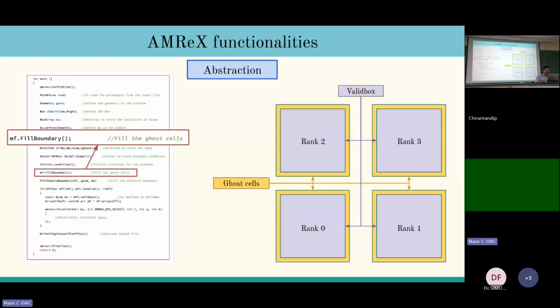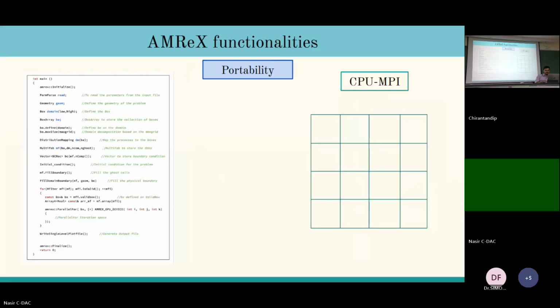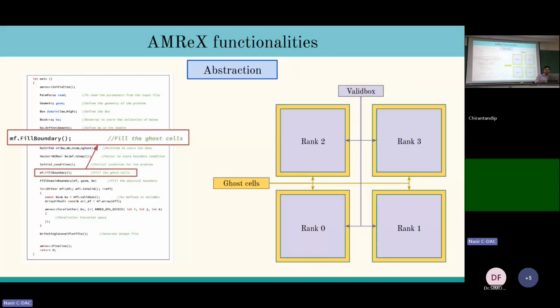So what was the exception? It only takes care of the physical boundary in periodic cases. Yeah, only periodic cases. Others we have to fill. It has a nice mechanism on Neumann also.